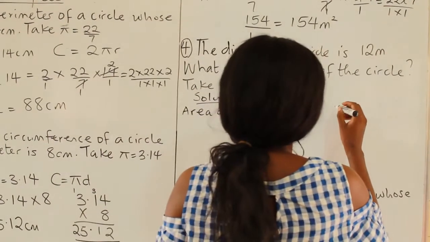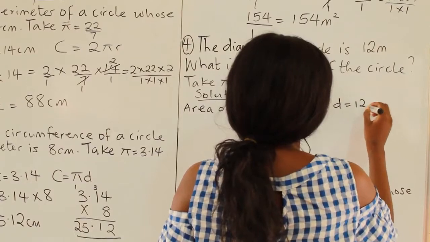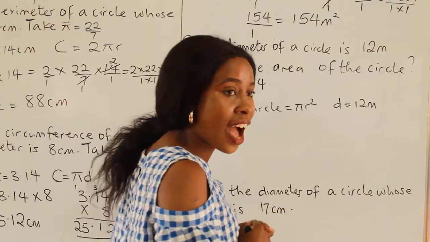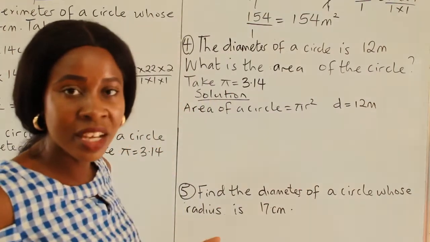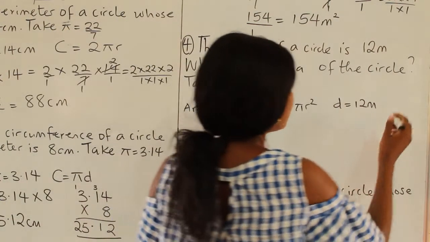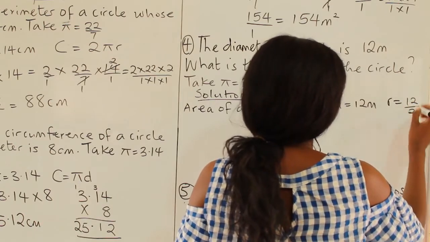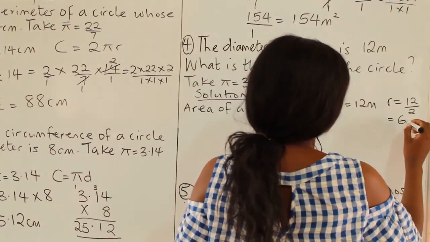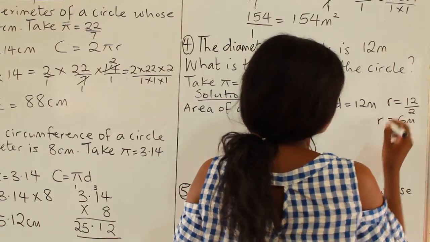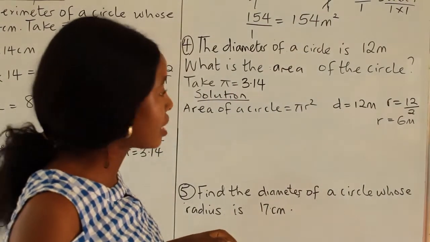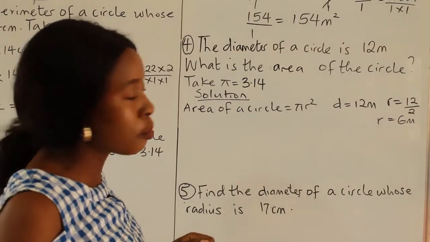From the question, we're also given the diameter to be 12 meters. It means that half of our diameter is the radius. So to get our radius, we divide the diameter by 2, and we'll have 6 meters. So our radius is 6 meters. Then you can now substitute your 6 into the formula.